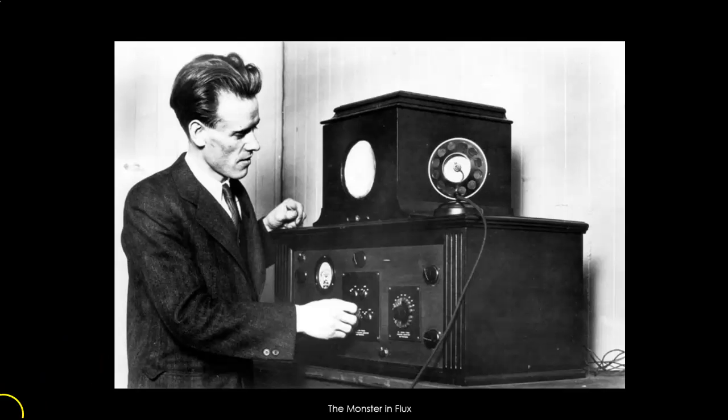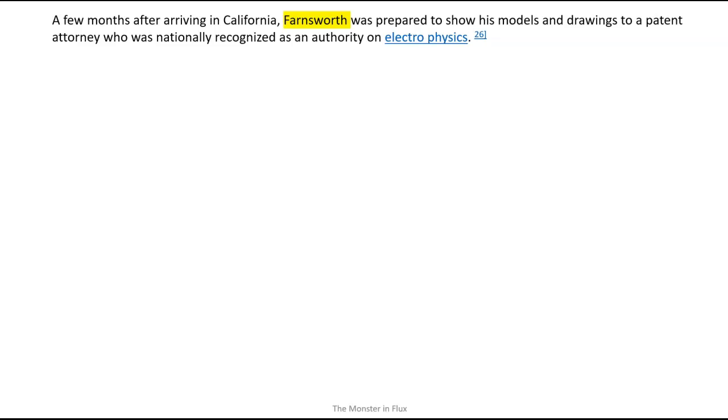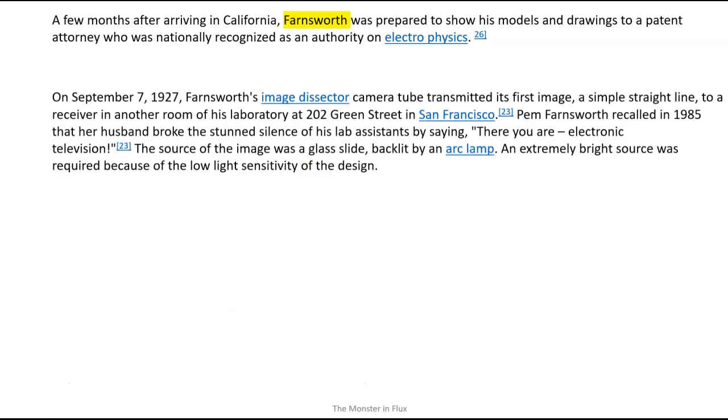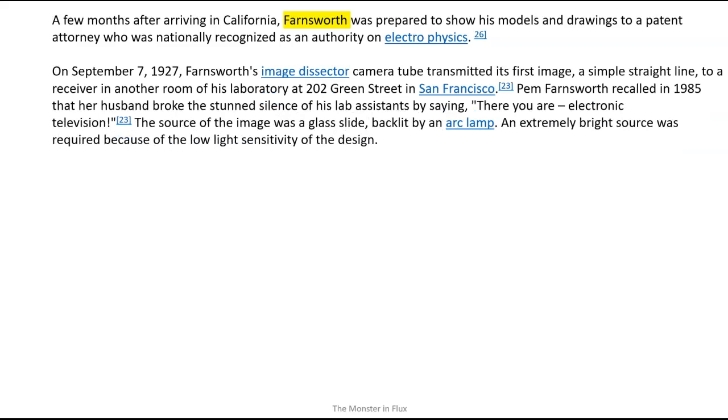Okay, so this is Philo Farnsworth, the farm boy who really is given most of the credit for inventing TV and owns most of the patents. Do not ask me how the technology works, but here's some text on it. In 1927, he transmitted a straight line to a receiver in another room. Wow. There you are, electronic television.